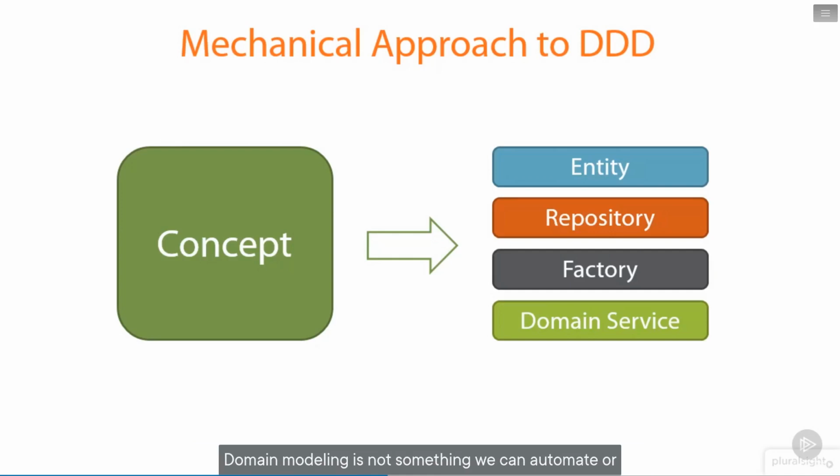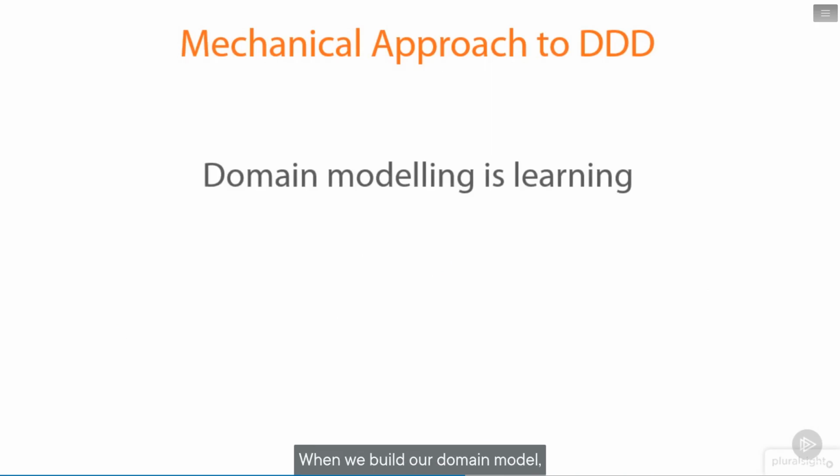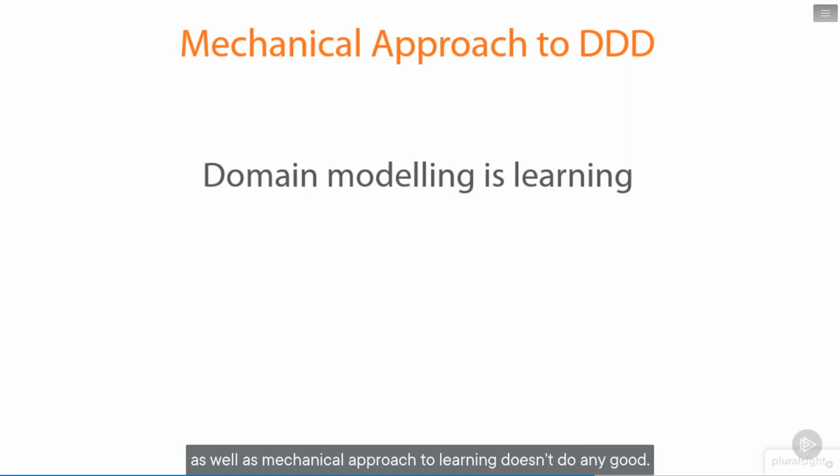Domain modeling is not something we can automate or commission to external tools. The act of modeling is closely related to learning. When we build our domain model, we first and foremost learn the domain we are working in. The code is an artifact of that learning process. A mechanical approach to building the model, as well as a mechanical approach to learning, doesn't do any good. The only way to perform that is to do it thoughtfully.